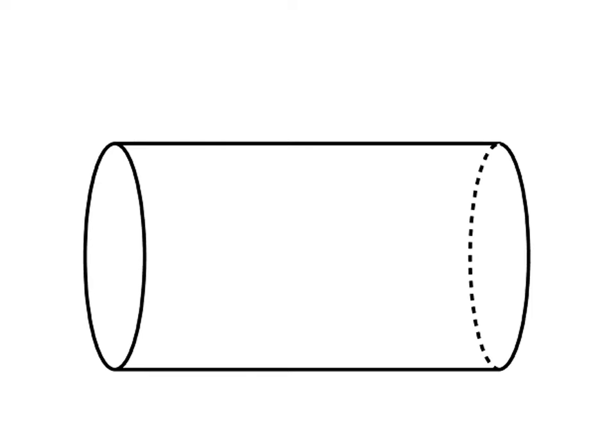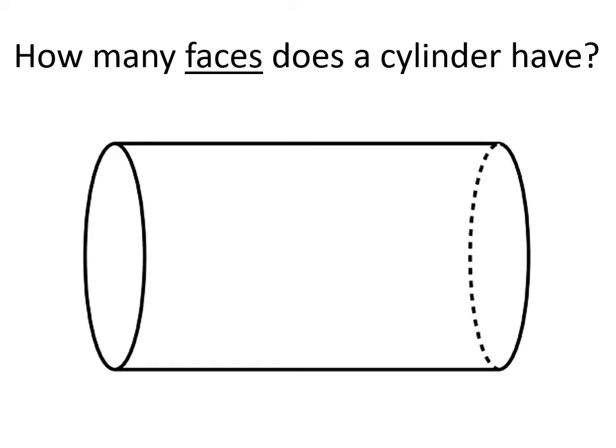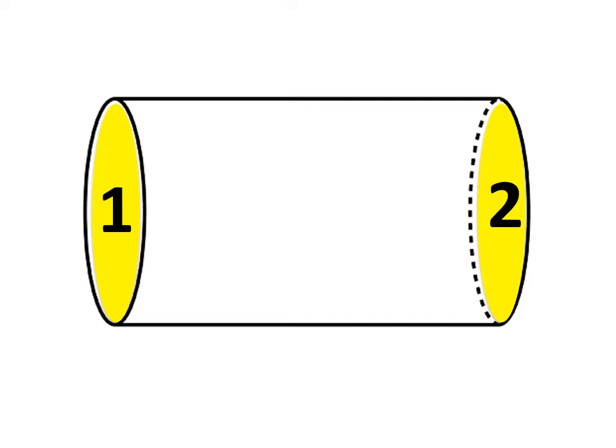Okay, let's take a look at this cylinder shape. How many faces does a cylinder have? Do you know? It's got different surfaces, but which ones are the faces? Let's take a look. 1, 2. These are our flat faces, aren't they? We have other surfaces, but they're not referred to as faces. Correct.